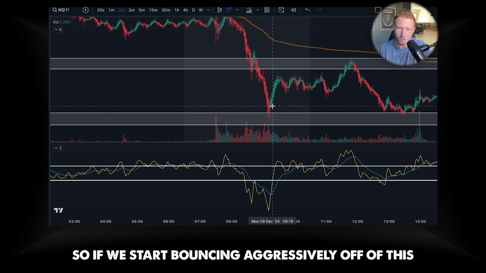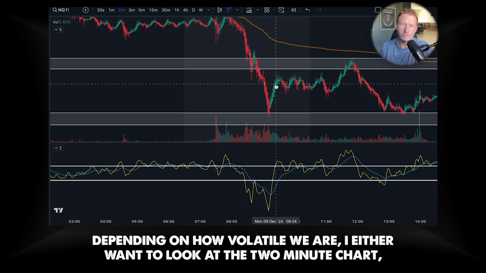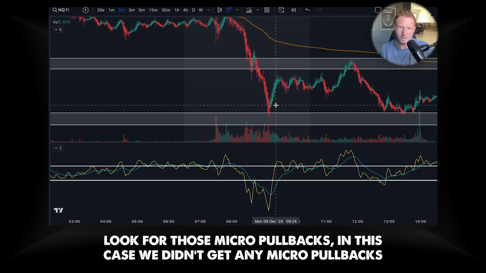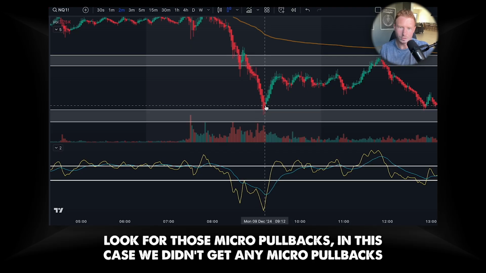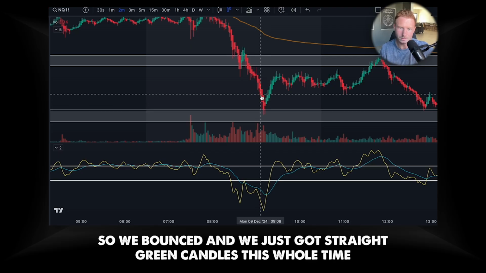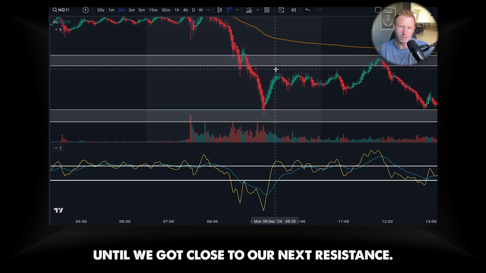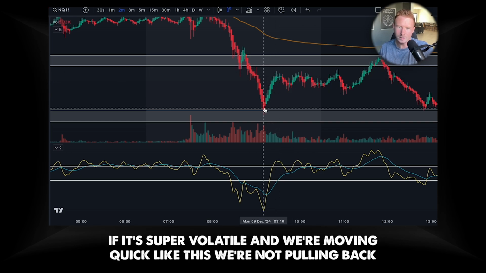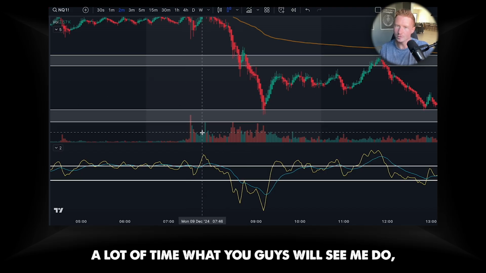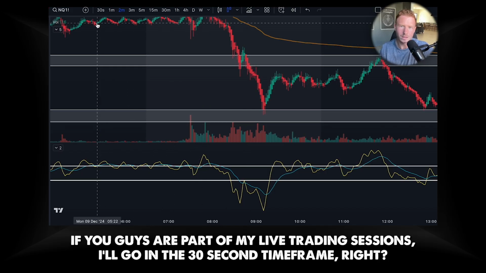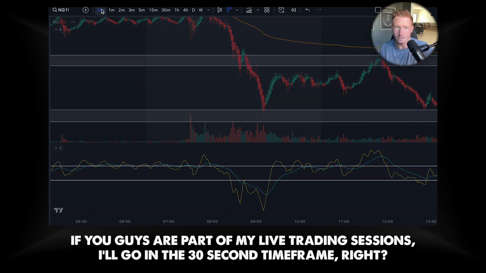So if we start bouncing aggressively off of this, depending on how volatile we are, I either want to look at the 2-minute chart, look for those micro pullbacks. In this case, we didn't get any micro pullbacks on this bounce up, right? So we bounced and we just got straight green candles this whole time until we got close to our next resistance. If it's super volatile and we're moving quick like this, we're not pulling back. A lot of times what you guys will see me do, if you guys are part of my live trading sessions, I'll go in the 30-second time frame.